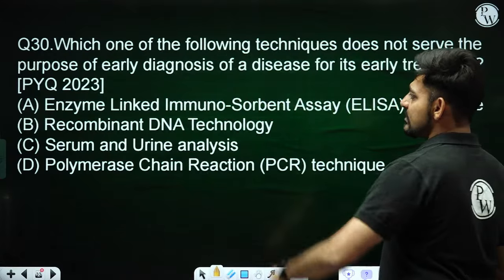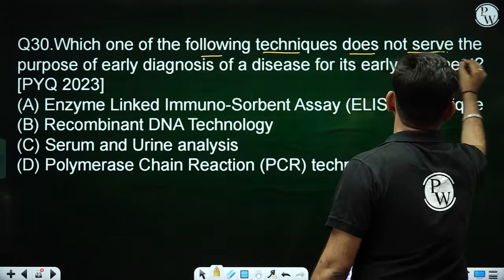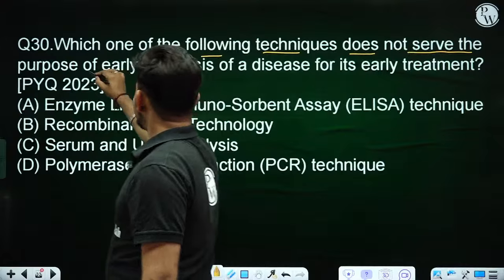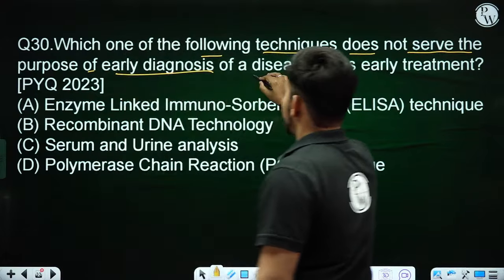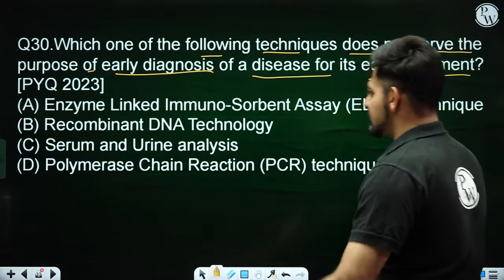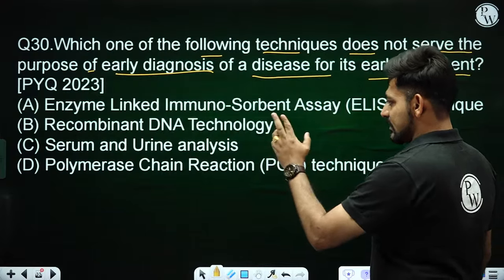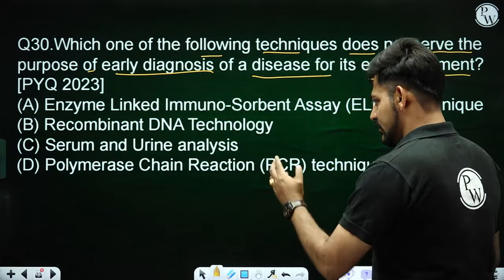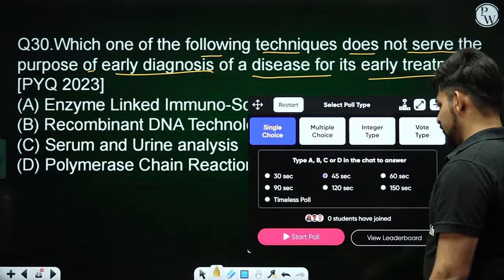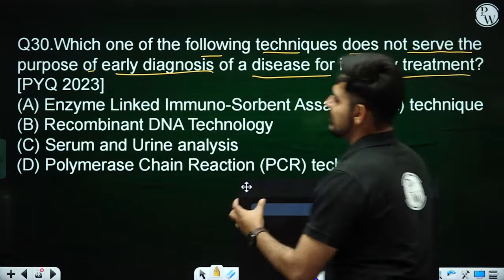Now let's come to question number 30. Which of the following techniques does not serve the purpose of early diagnosis of disease for its early treatment? Enzyme linked immunosorbent assay, recombinant DNA technology, serum and urine analysis, or PCR technique. One of the techniques you cannot use for early diagnosis.